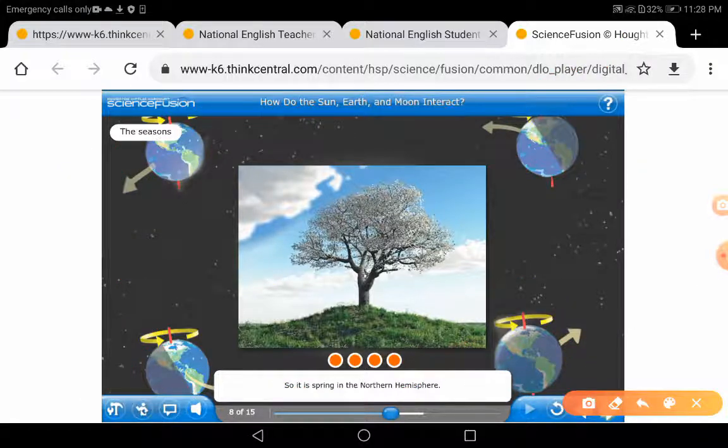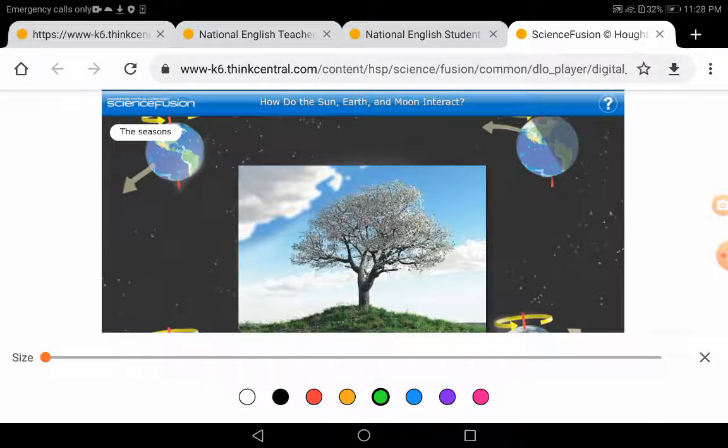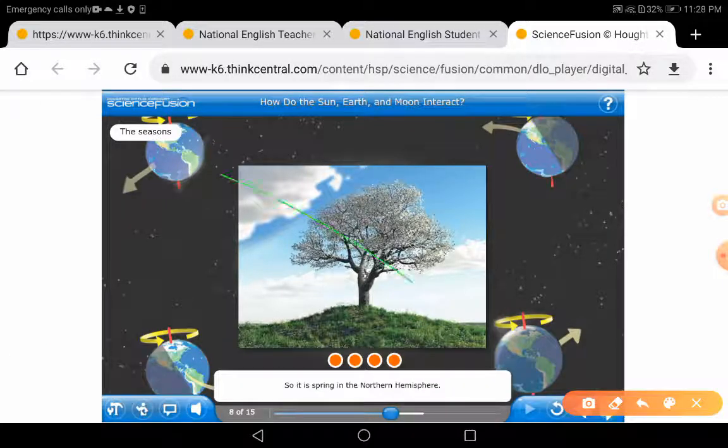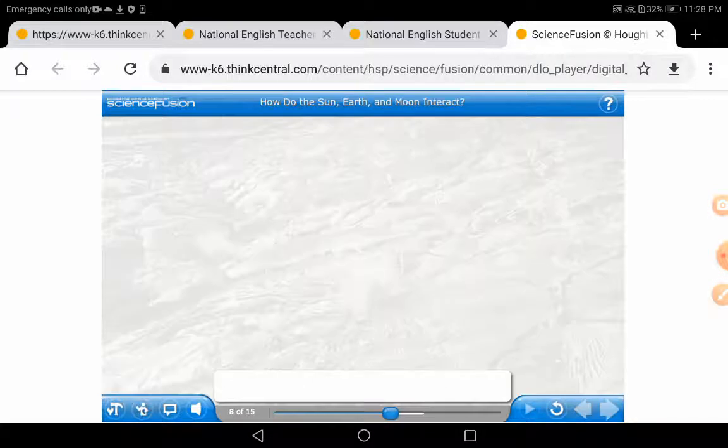In these two positions, just as information for you, both hemispheres receive the same amount of sunlight. So it could be spring and fall, or fall and spring. It depends on the hemisphere. Okay? Repeat this slide again and again. You will understand it. And if you have any question, please let me know. Next.